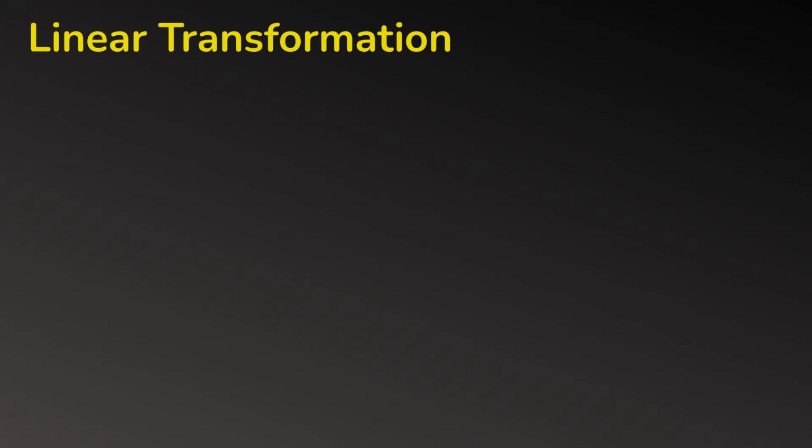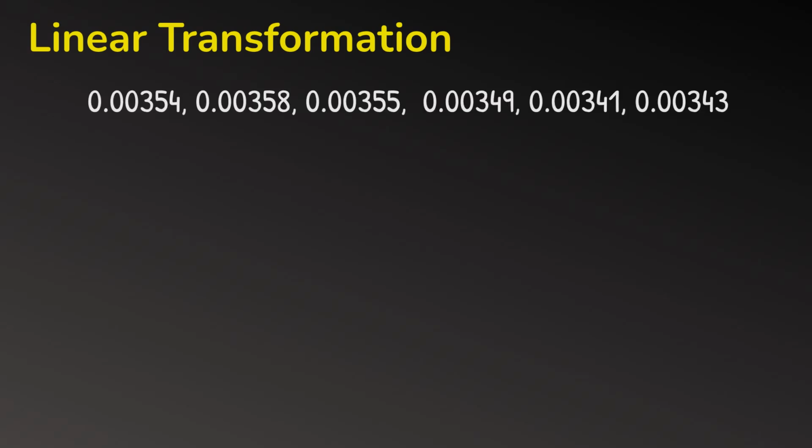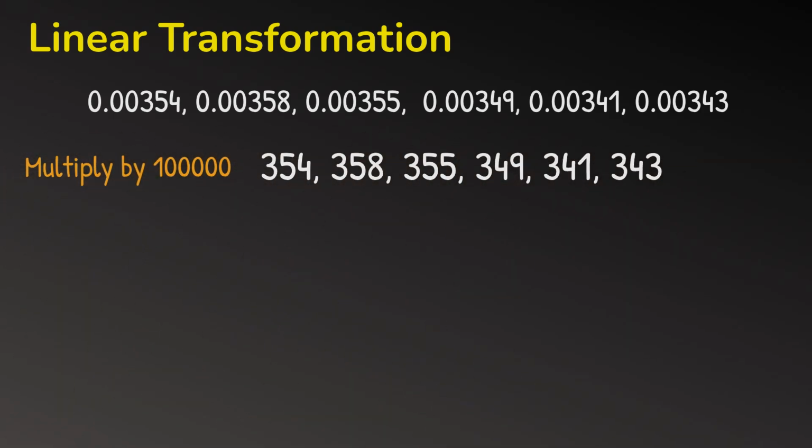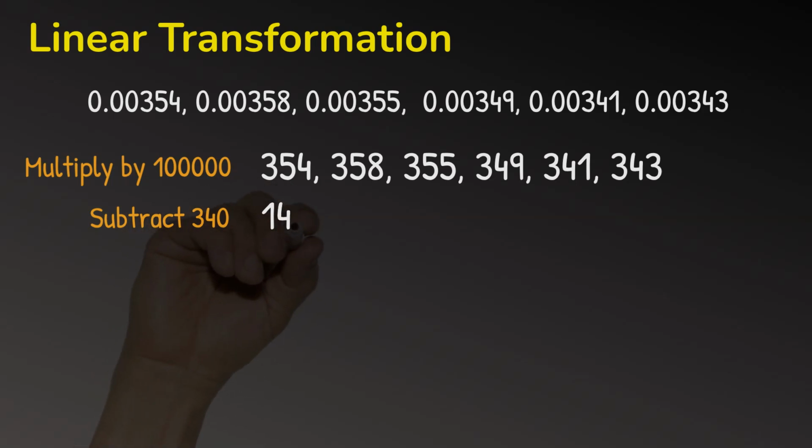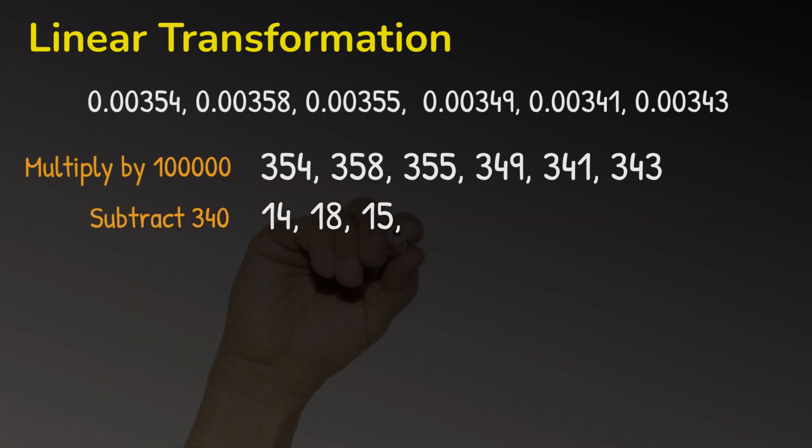So a quick final example. Do you know what to do if we have a data set like this below? Well, similarly to before, all these numbers are decimal fractions. So we're going to multiply every number by 100,000. So we get 354, 358, etc. Then we're going to subtract 340, which gives us 14, 18, 15, 9, 1, and 3.